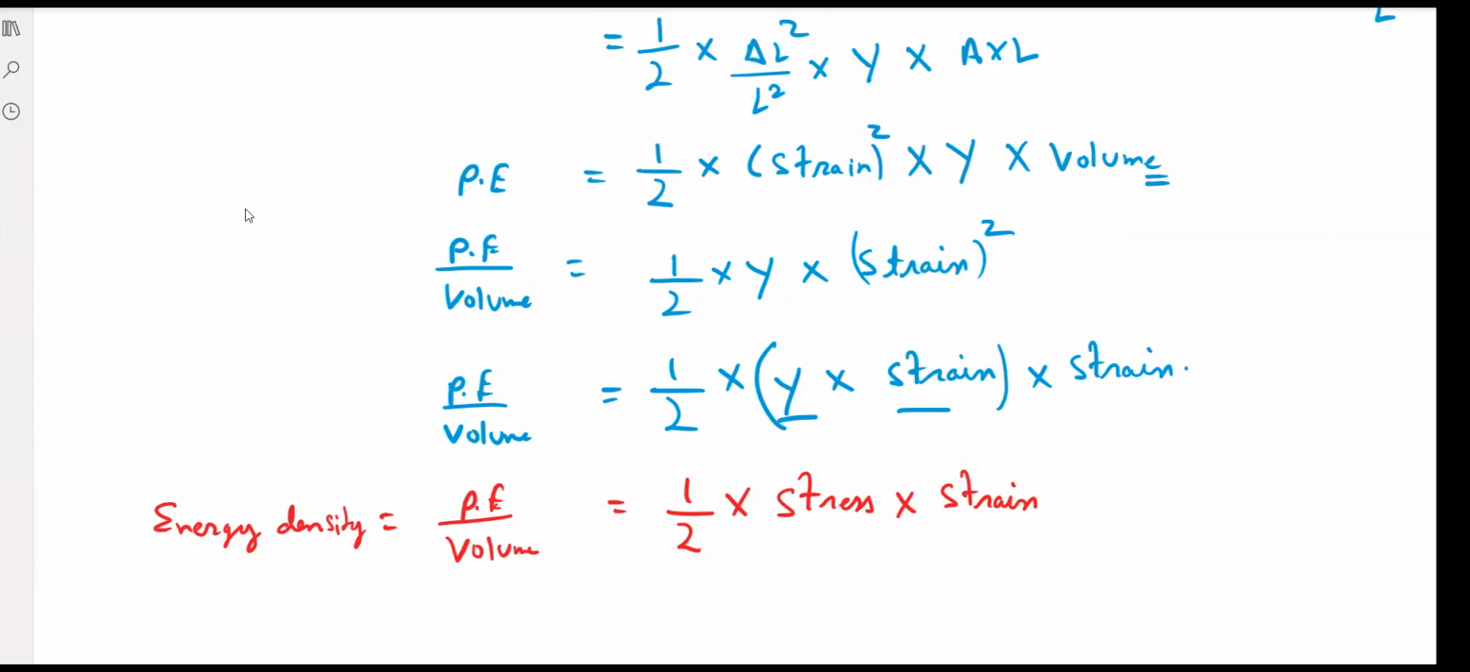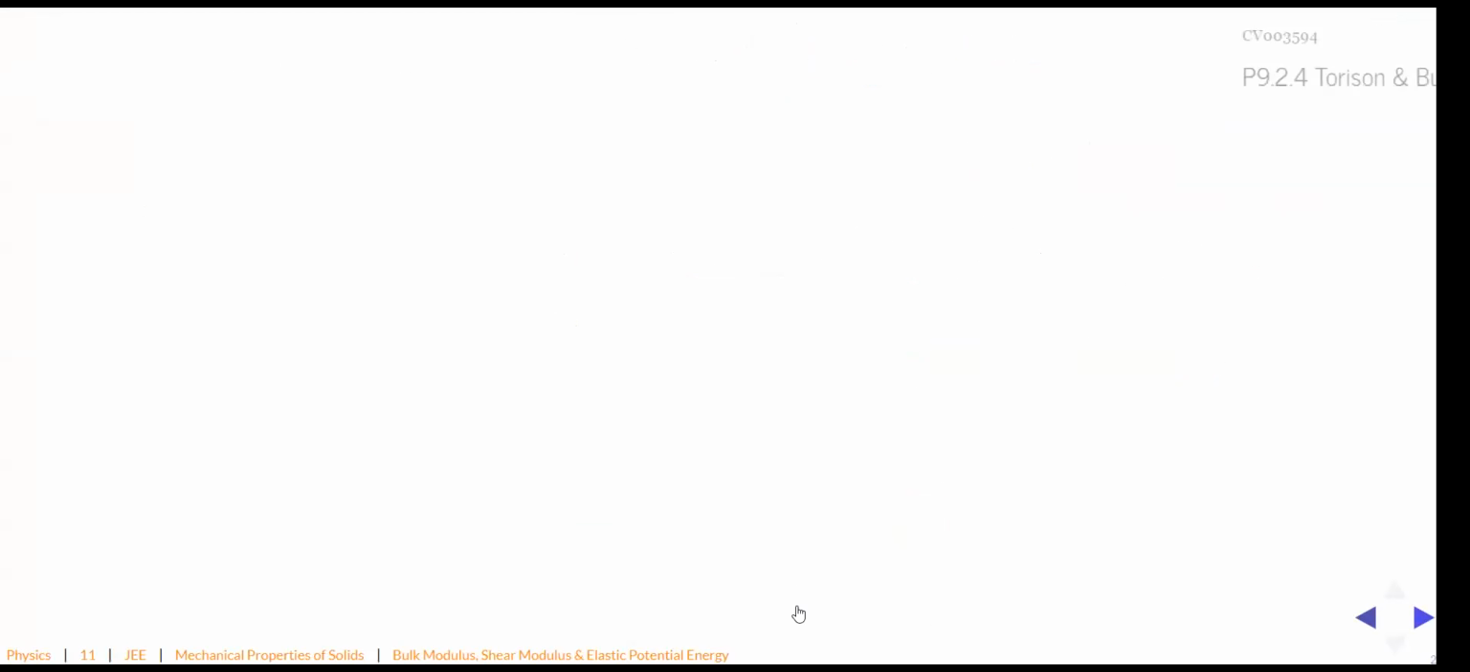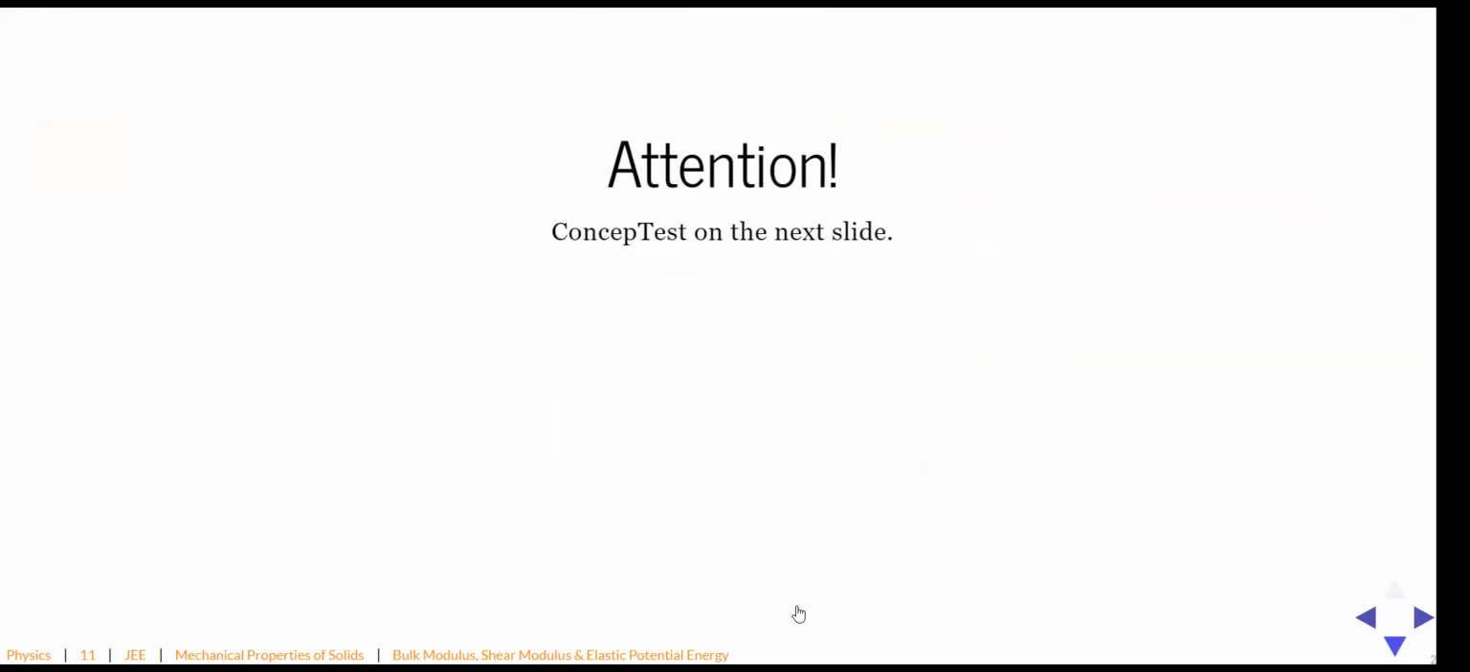समझ में आया सबको? Yes or no? Everyone got this? Yes or no? Or it can be written as, what? Half into stress का whole square by Y, है ना? Y से multiply कर दो तो stress square by Y हो जाएगा. Anyone have any doubt in this concept? Raise your hand. No? Yeah, right? Okay, right.